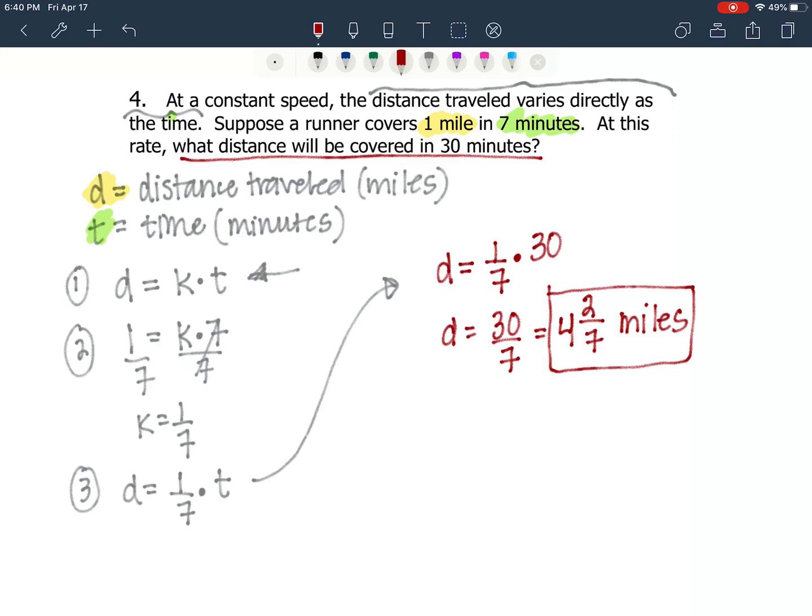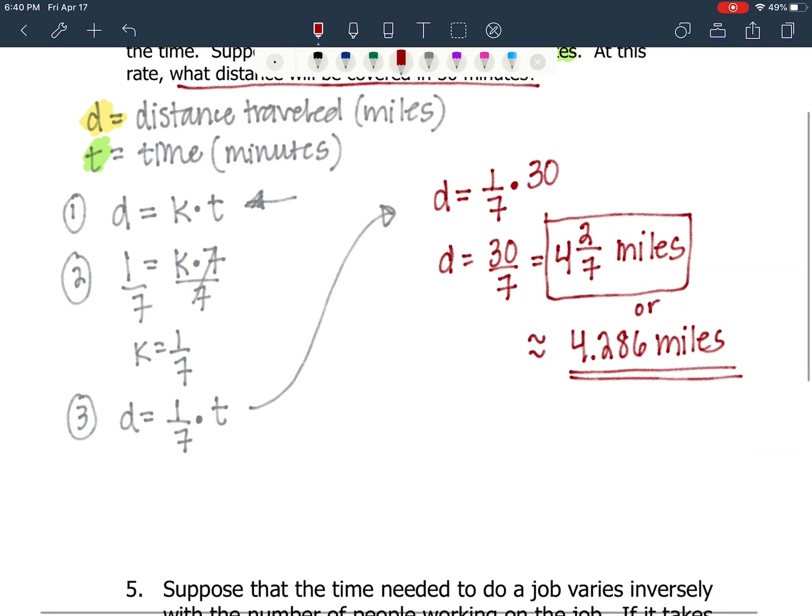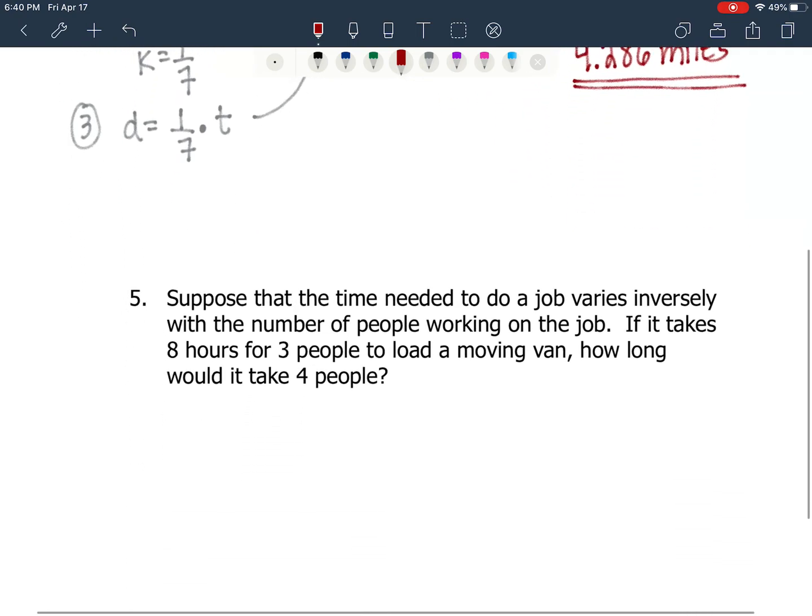You could also divide 30 by 7, and you can get 4.286 miles. So either one of those answers is going to work. 4 2/7 is a beautiful answer, but 4.286, some people like decimals, and that's fine too. Okay, let's do another word problem.